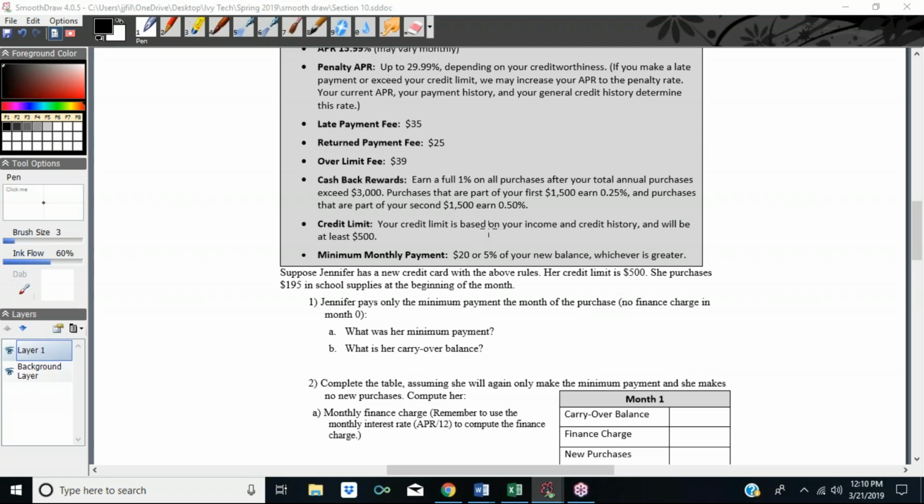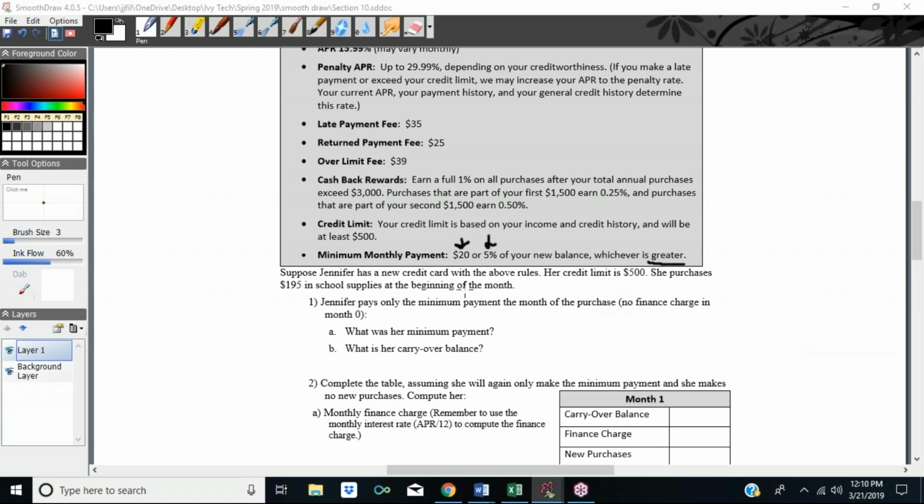Earn a full 1% on purchases after your total annual purchases exceed $3,000. And purchases that are part of your first $1,500 earn a whopping 0.25%, and purchases that are part of the second $1,500 earn an amazing 0.50%. The credit limit here is $500, and the minimum monthly payment is $20, or 5% of your new balance, whichever is greater.